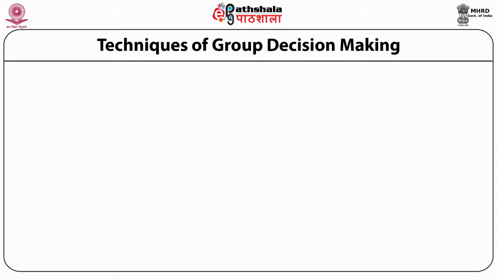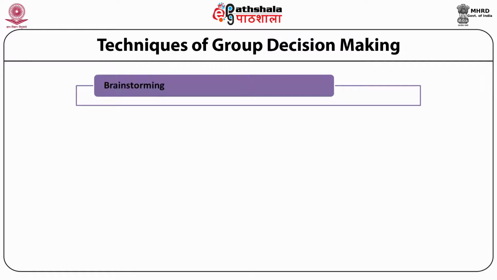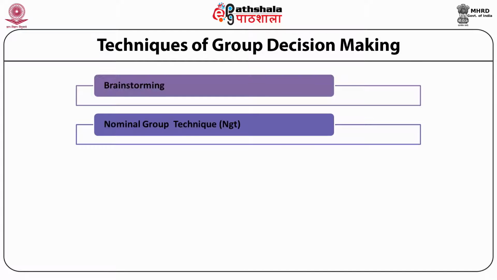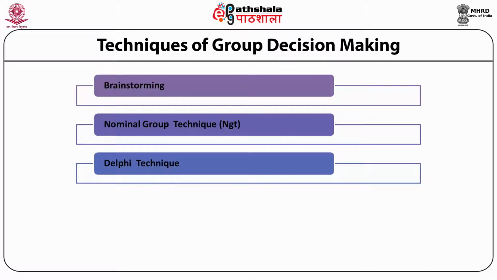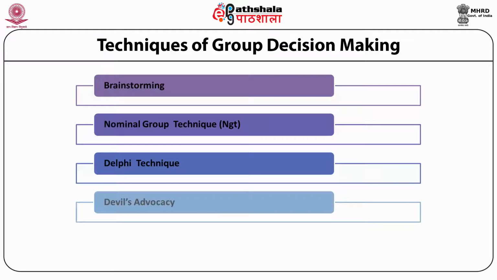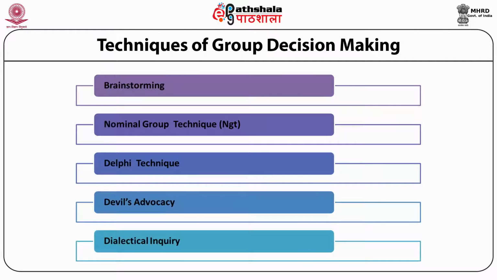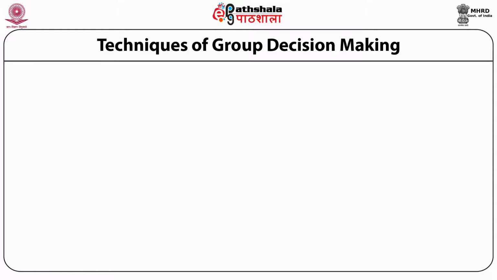My dear students, now let's try to find out the various techniques of group decision making. I'm sure you must have heard about some of them earlier as well. These could be brainstorming, the nominal group technique, which is also called the NGT technique, then the Delphi technique, then Devil's advocacy, and fifth, dialectical inquiry. Let us discuss these one by one. The first technique is called brainstorming.